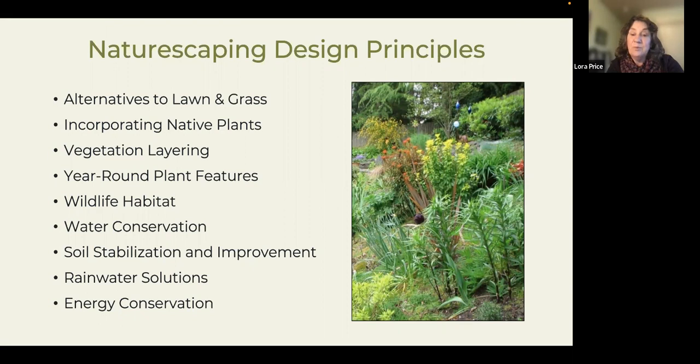Soil stabilization and improvement doesn't sound so sexy, but it's the stuff I get most excited about anymore, because it all begins with good soil and living soil. And rainwater solutions, we're tuned into our watersheds and keeping all of the silt and chemicals out of it. And so we have solutions for you in your yard to help with that. And last but not least, energy conservation. Where you put your plants can really help with that.